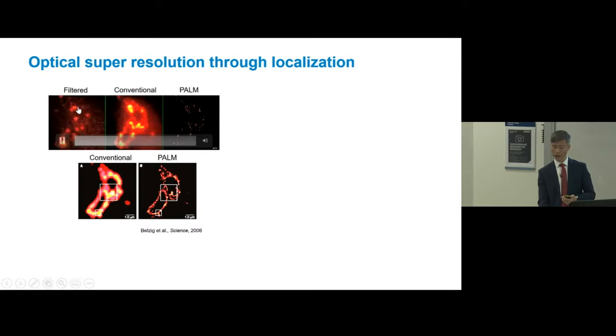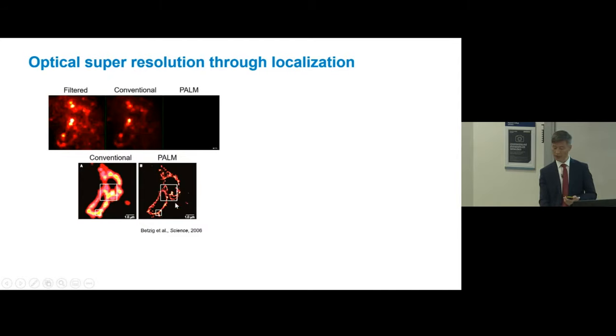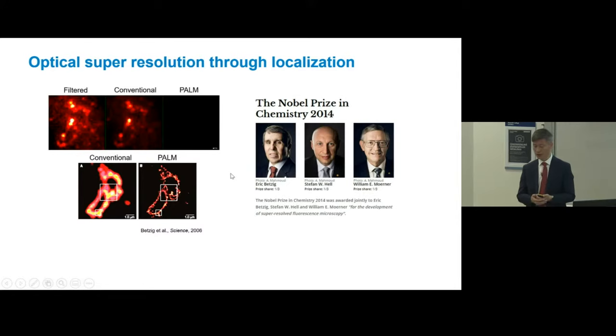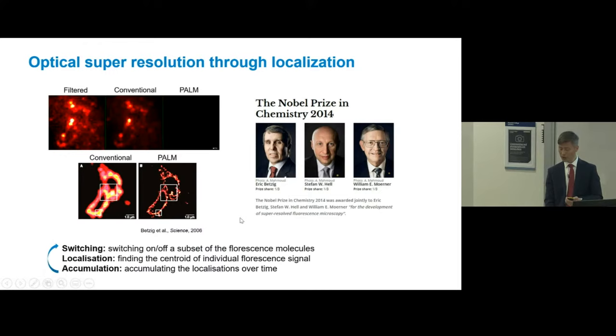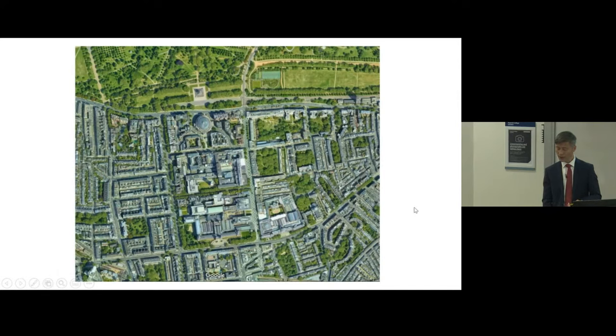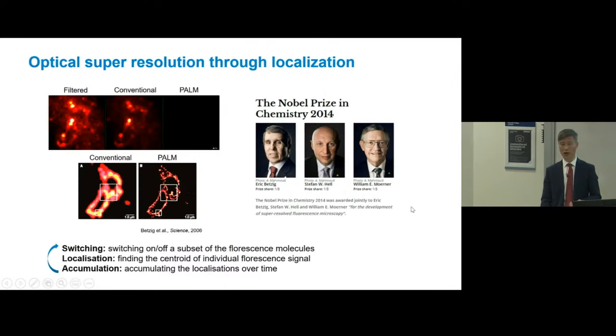And then for each of these switched-on agents, they can pinpoint its center, and then accumulate it over time. Then you will generate a really nice super-resolution image, compared on the left-hand side with the conventional image. This was the subject of the Nobel Prize in Chemistry in 2014. The key here is you need to switch individual agents on and off, localize the center, and then accumulate. So the question is, how can we do this in ultrasound?